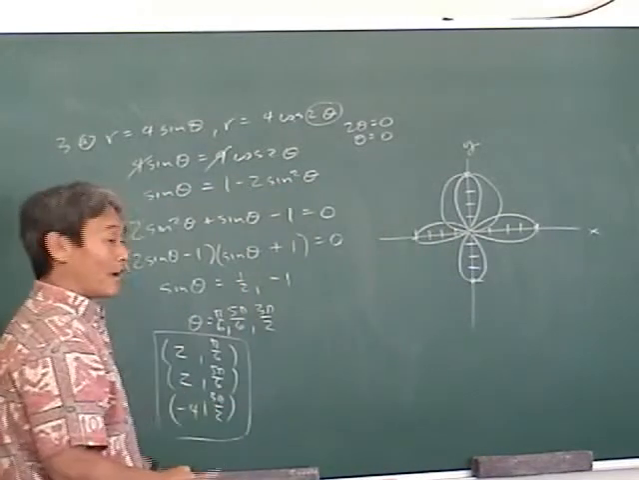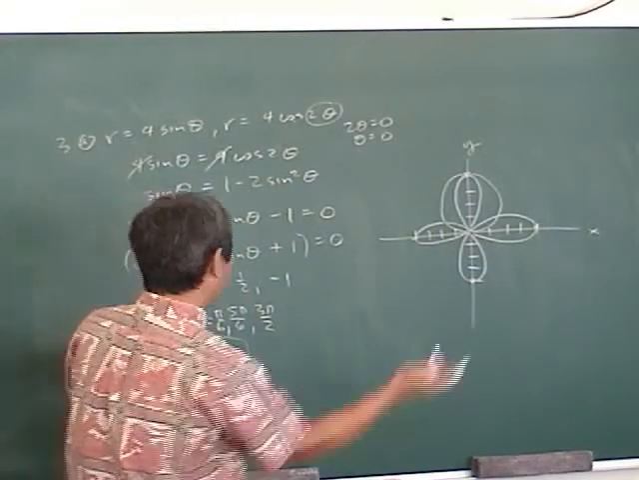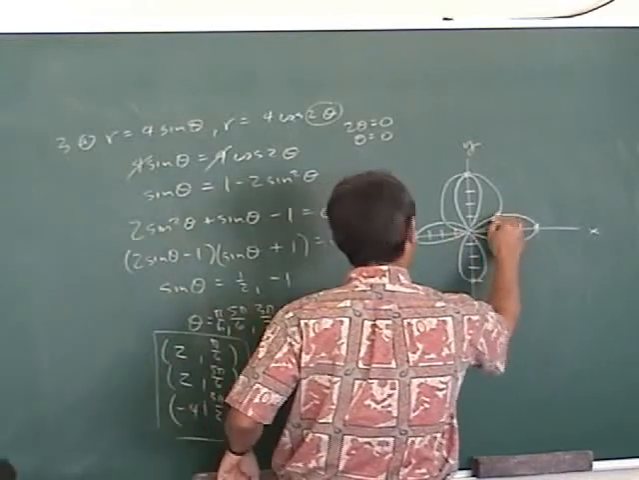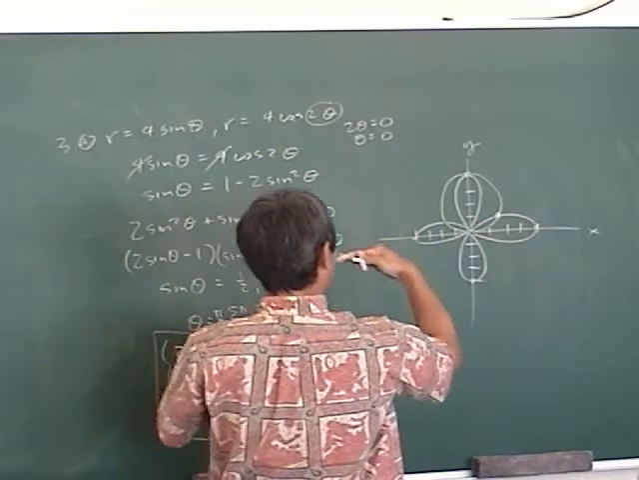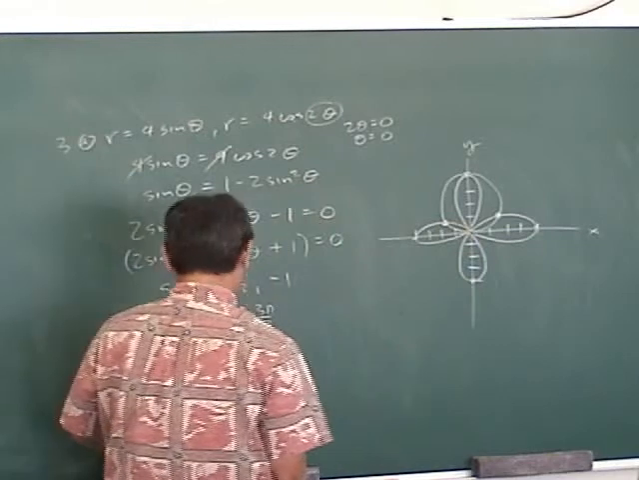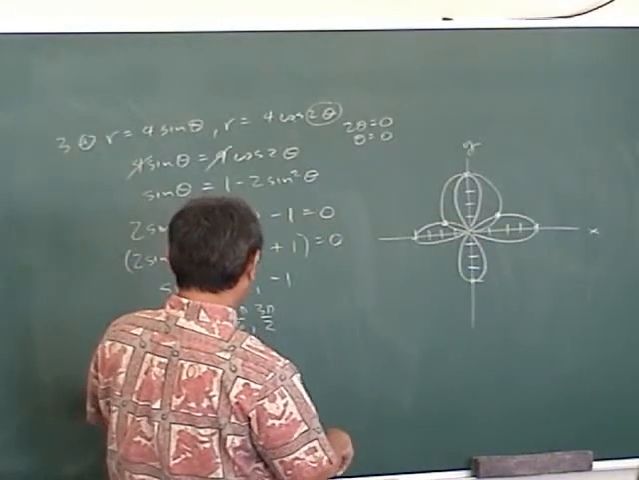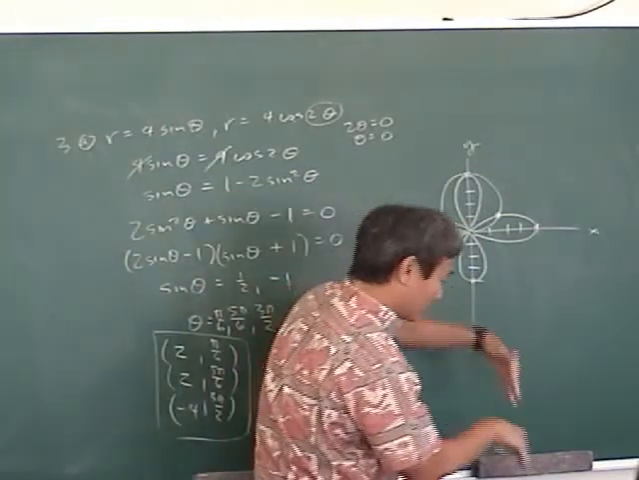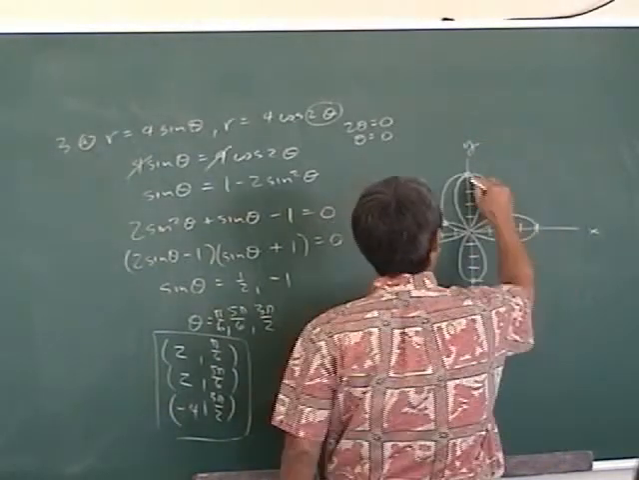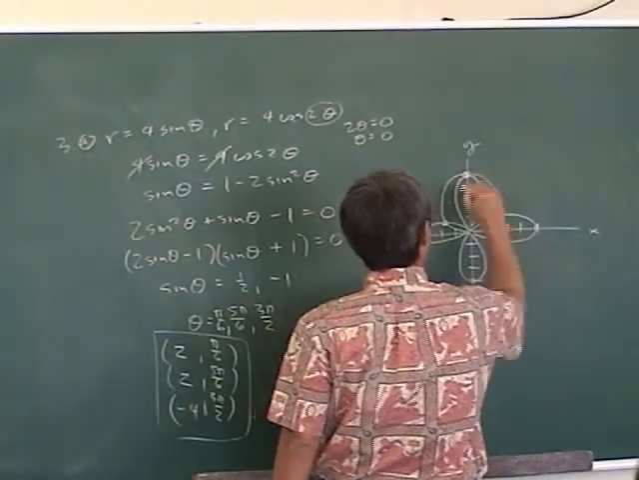So let's verify all the points of intersection. Pi over 6, check. 5 pi over 6, check. -4, root 3 over 2. So root 3 over 2 is this way, so you've got to go 4 units in the opposite direction. Check. So check, check, check.